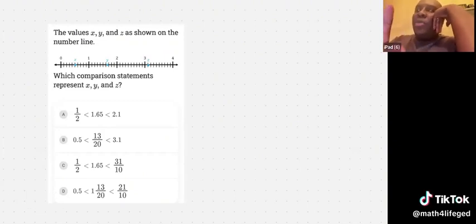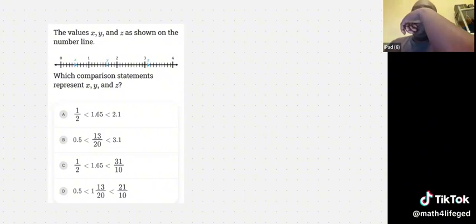Now we have this problem. This is problem number 2. Pretty much similar to the last problem, right? So we're comparing numbers. We're comparing decimals and fractions.